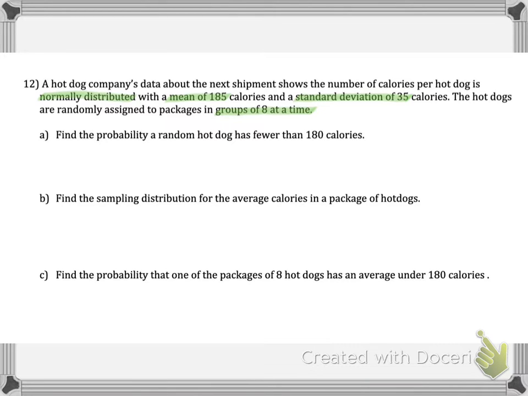Okay, so right away, we are given the population mean mu, the population standard deviation sigma, and n equals 8. Okay? Then we're asked right away, when I switch colors for the questions, find the probability. Okay, so find the probability. That's normal CDF language. A random hot dog has fewer than 180 calories.